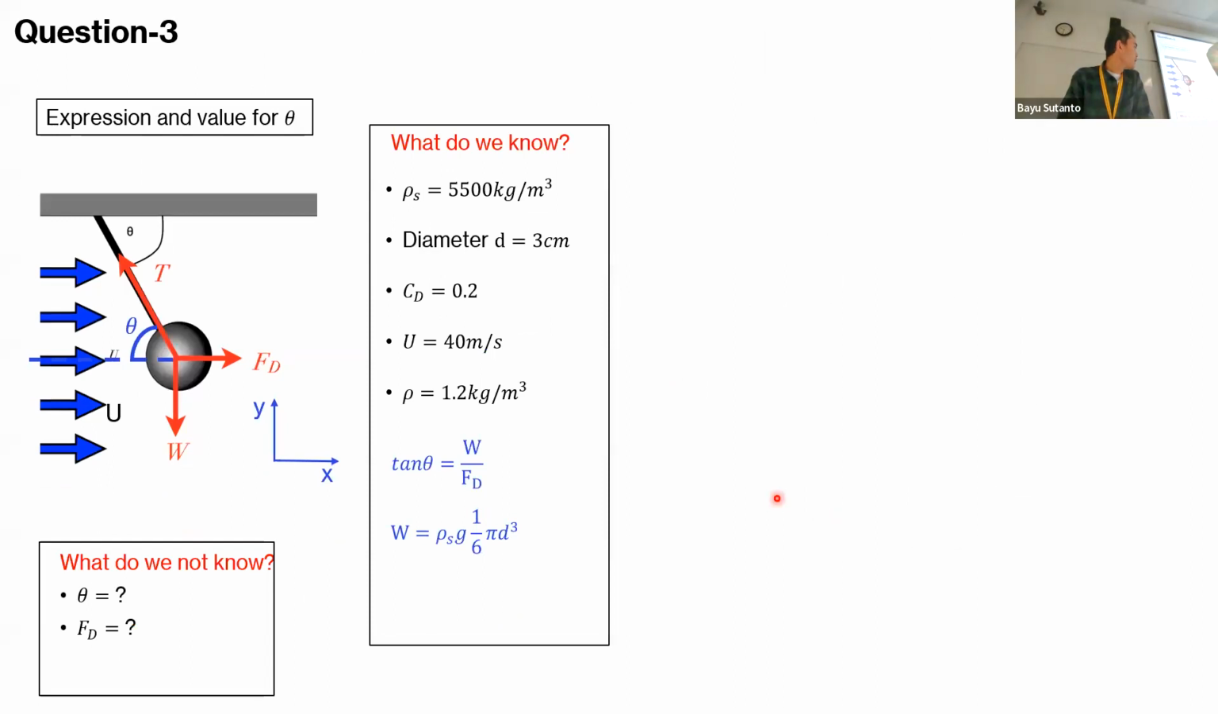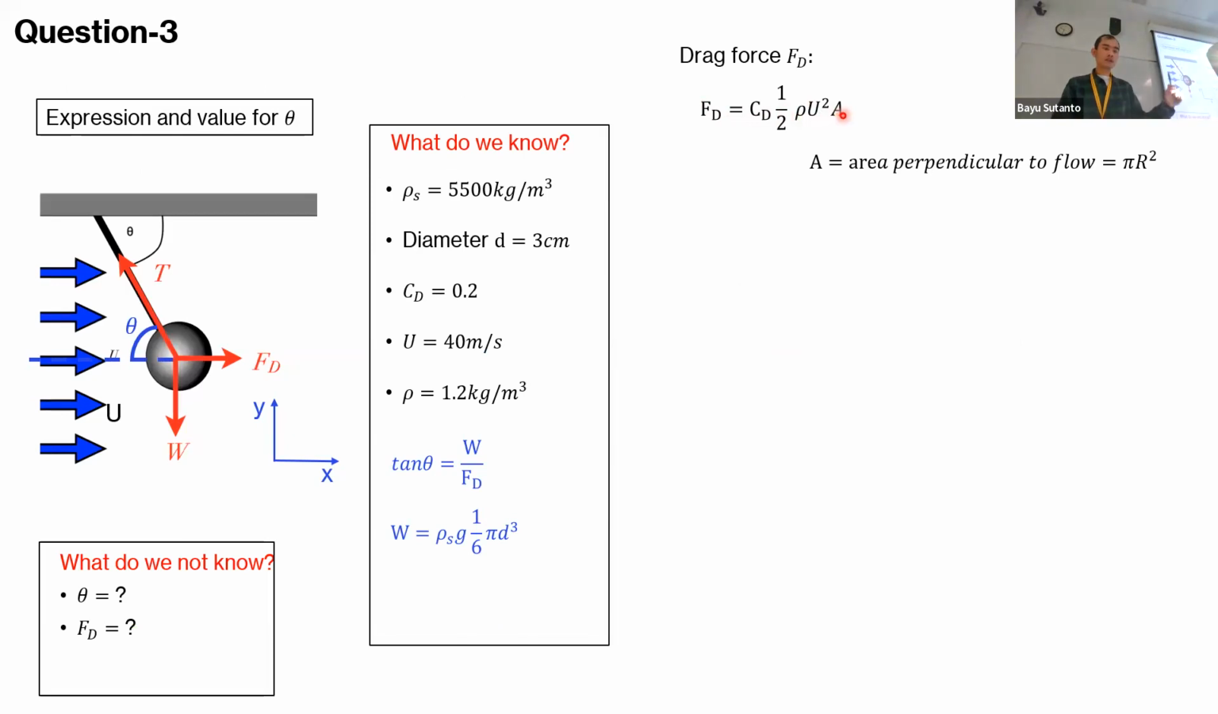The next step is, since we already know W, the weight, we need to define the drag force. Drag force is a function of CD multiplied by the inertia force. This is the inertia, or the mass flow rate multiplied by velocity, the linear momentum of the fluid.